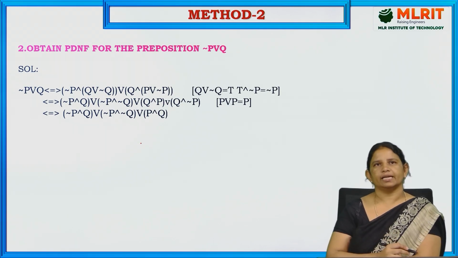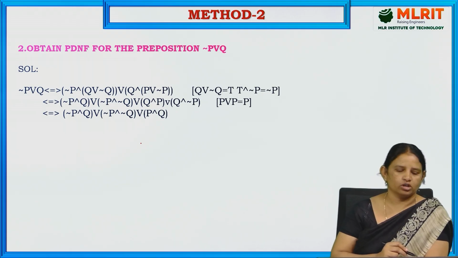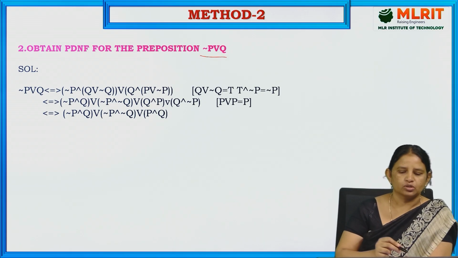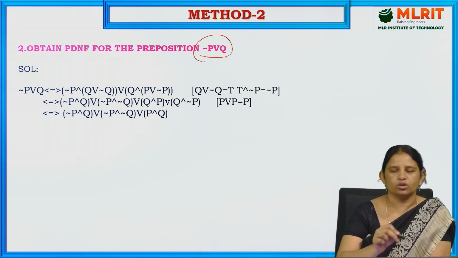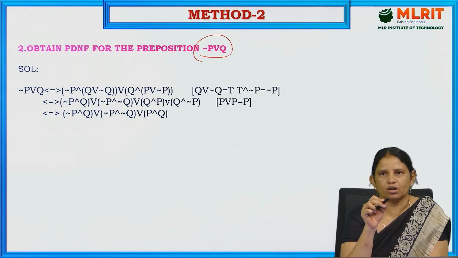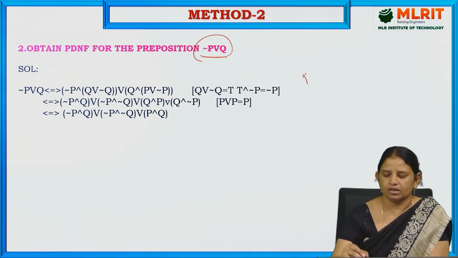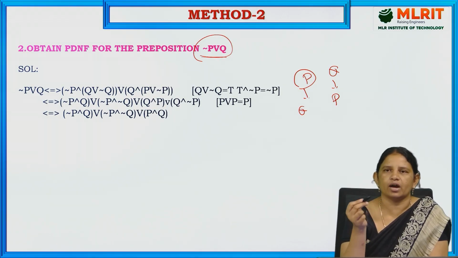So, coming to the second example, obtain PDNF for the proposition negation P or Q. Here there is no chance of getting the required format of PDNF. If there is no chance of getting the required format, we need to add the missing factors. I already told what the missing factor is. If it is only P, or only Q: for P, the missing factor is Q. If it is Q, the missing factor is P. If it is required, we need to add the missing factor.